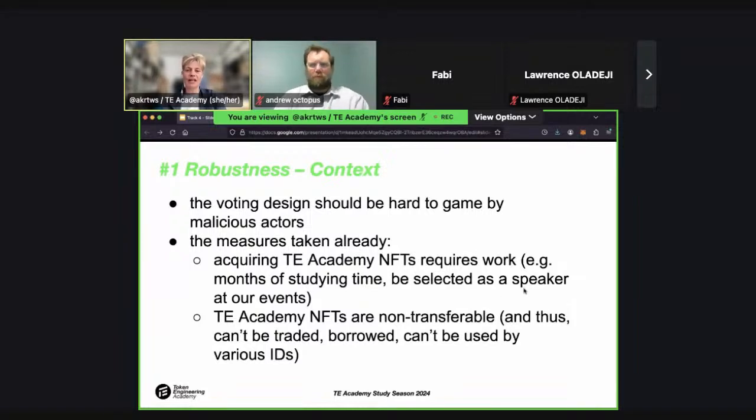Okay, that's measure number one. The second measure is TE Academy NFTs are non-transferable, so they can't be traded or borrowed or lent away or used by various IDs. So it's not possible to simply take part in a voting, then send my NFTs to somebody else, and this person takes part in the voting, and so on and so forth. This is technically not doable because the NFTs are not transferable.